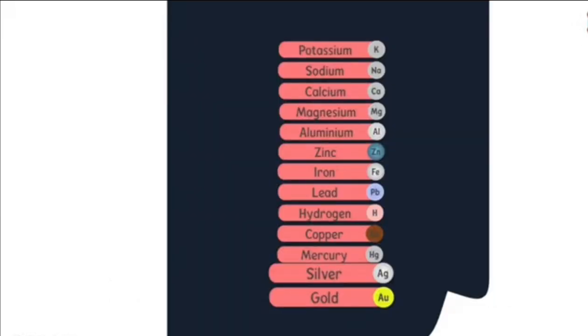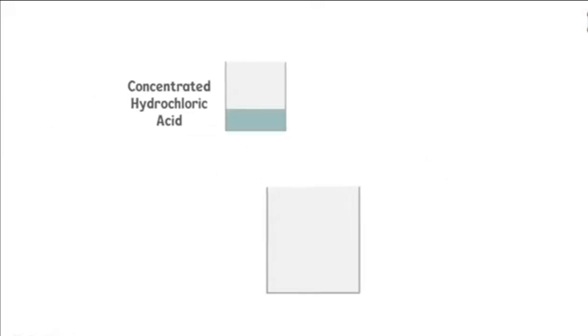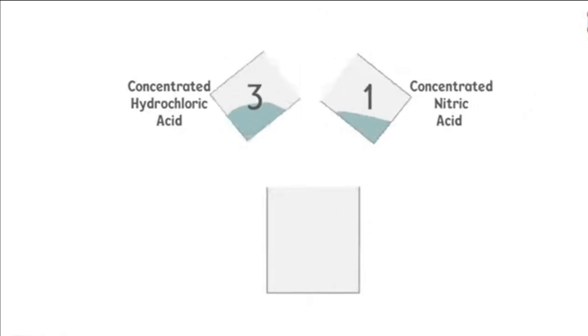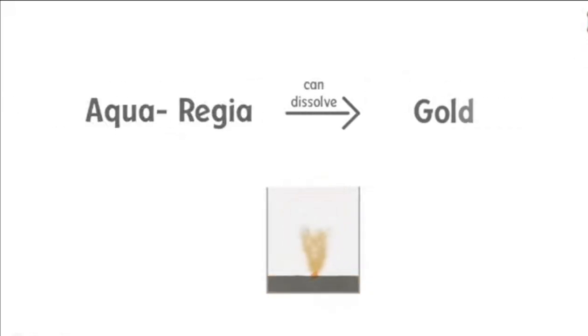Now we will discuss the case of silver and gold. Silver and gold do not react with any of the acids, but they react with aqua regia. The Latin word aqua regia means royal water. So how is aqua regia formed, let us discuss. Aqua regia is prepared from concentrated hydrochloric acid and concentrated nitric acid in the ratio of 3:1. Aqua regia is a very strong solution which can dissolve gold as well.